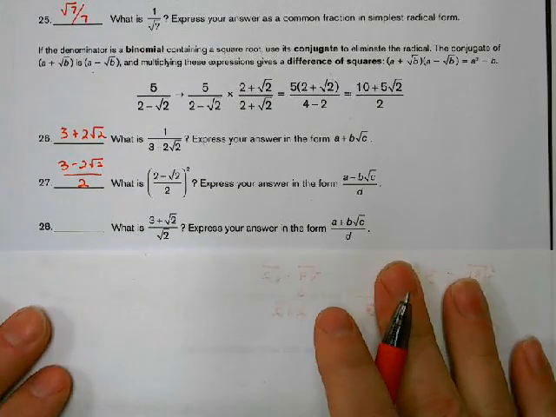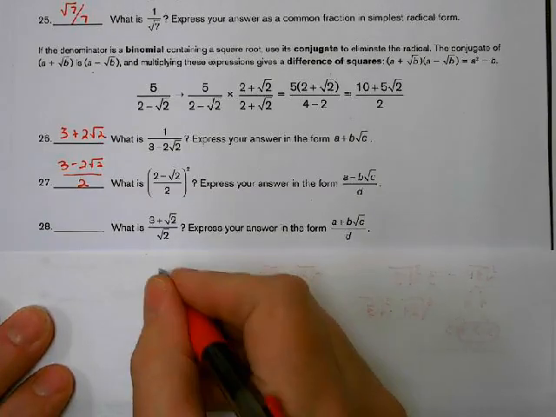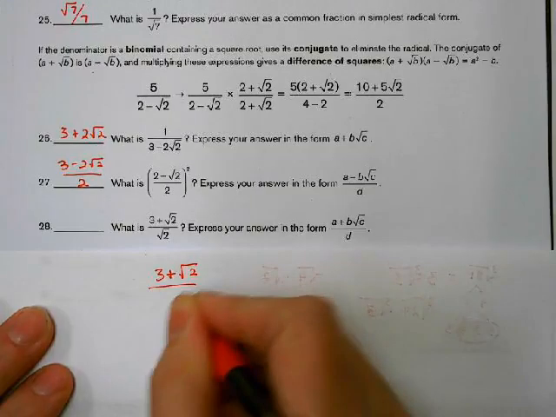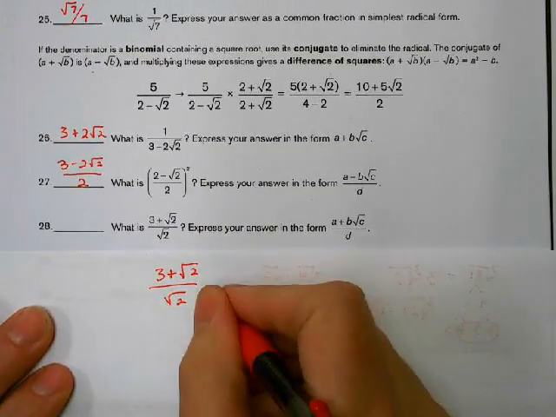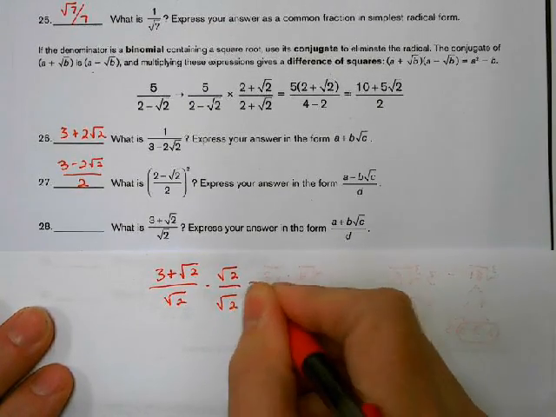Next one, 3 plus root 2 over root 2. So it's not simplified because we have a radical in the denominator. So we're going to rationalize that denominator. We're going to multiply the numerator by root 2 and the denominator by root 2. In the denominator, root 2 times root 2 is just 2.